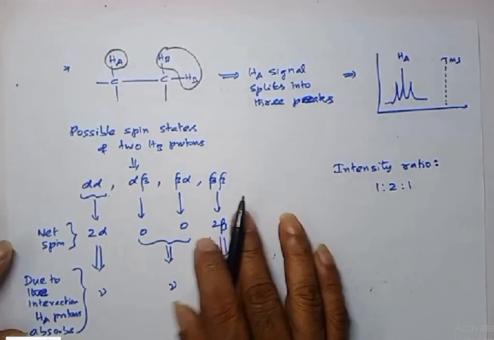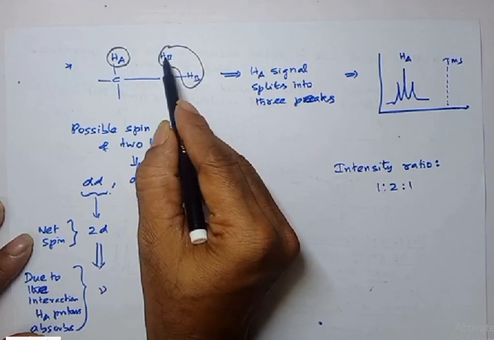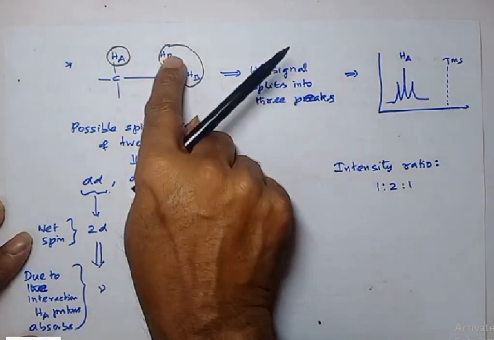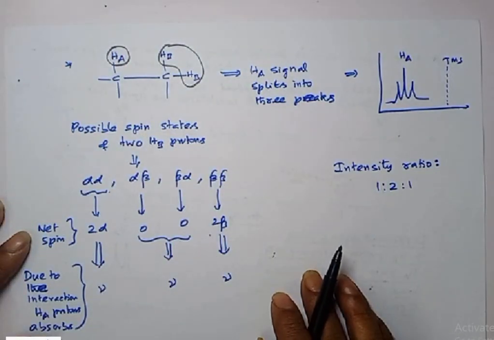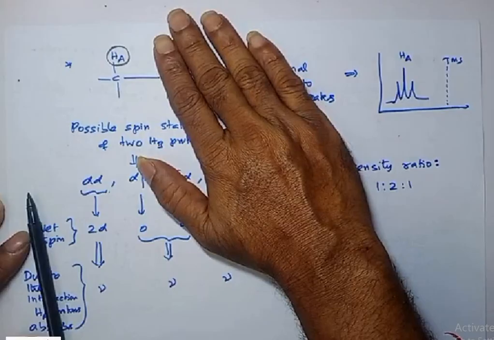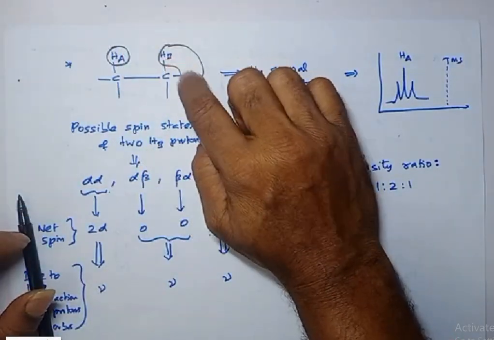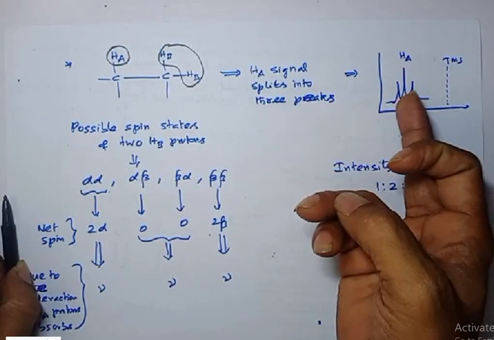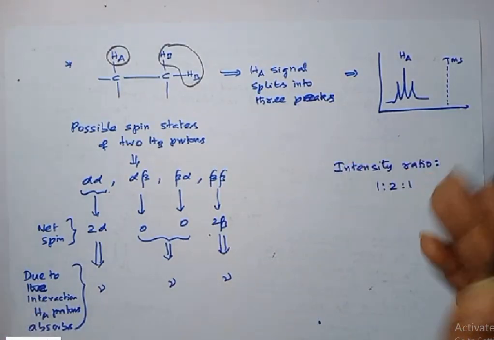See, in the second example here, I have HA proton and the adjacent carbon has two equivalent Hb protons. These Hb protons split the signal of HA. In the absence of these two protons, HA will give one signal. But due to the presence of these two Hb, the HA signal splits into three. You will get a triplet. Okay. Why do we get a triplet?